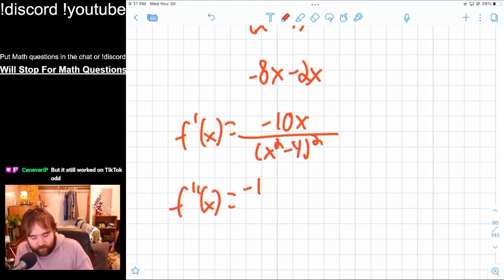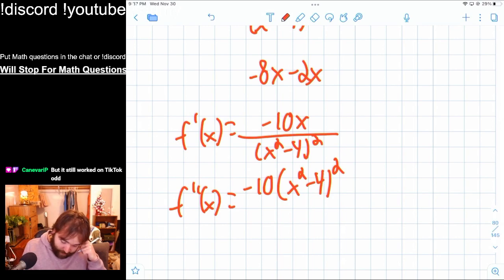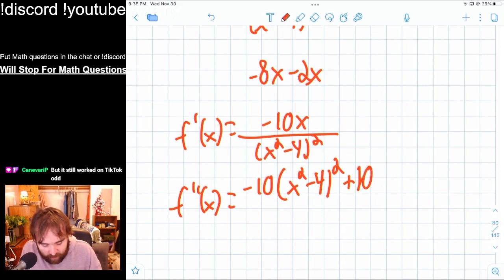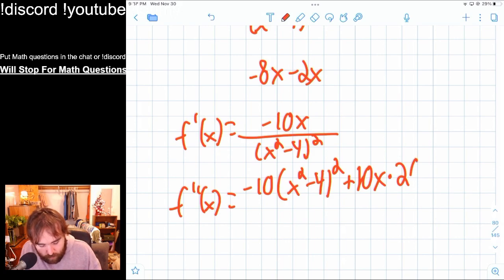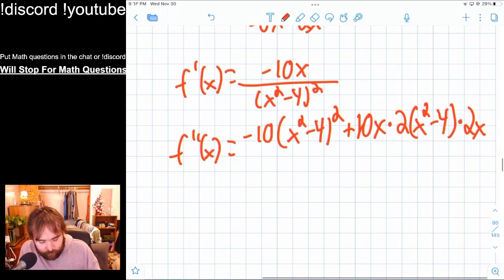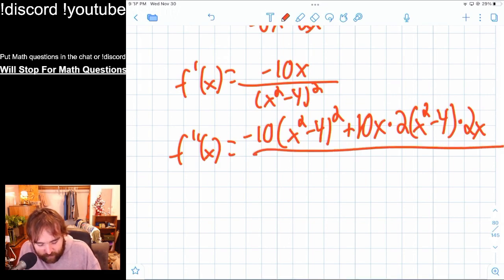Then we got to find the second derivative. So the second derivative is -10, derivative of the top, times the original bottom. I'll try to not mess this up this time. And then, again, just like last time, it'll be plus, because it's minus -10x times the derivative of the bottom, which is 2 times x squared minus 4 times 2x, divided by all of that squared.